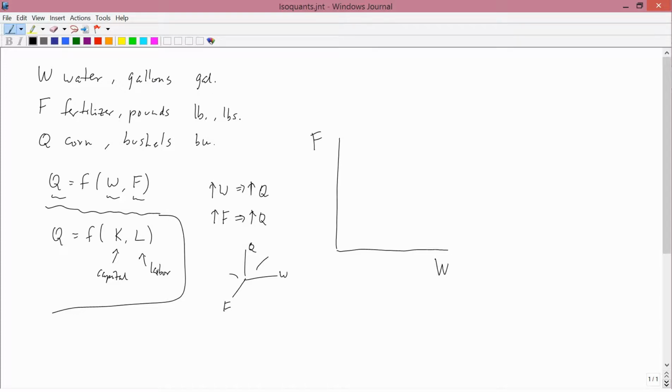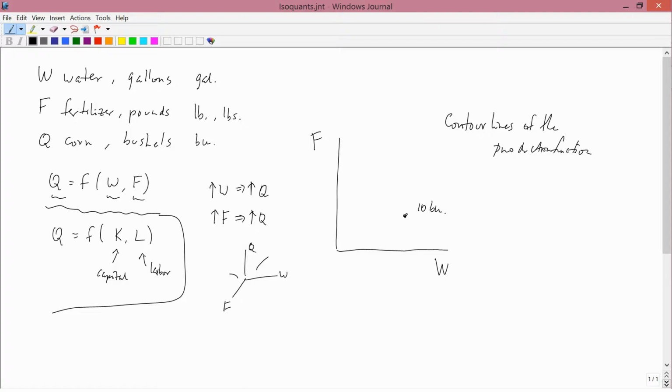Now, it doesn't matter whether you put W on the horizontal axis and F on the vertical axis, or whether you switch them and put F on the horizontal and W on the vertical. Let's see what the contour lines look like. These would be the contour lines of the production function. We'll pick an arbitrary point. Let's say that's the 10 bushel isoquant. Remember, bushels is what we measure corn in, and corn is the output.